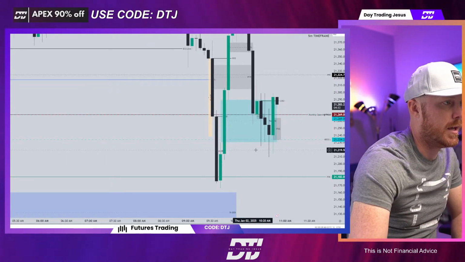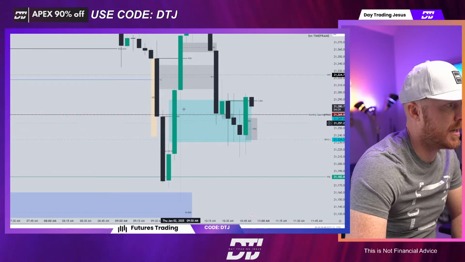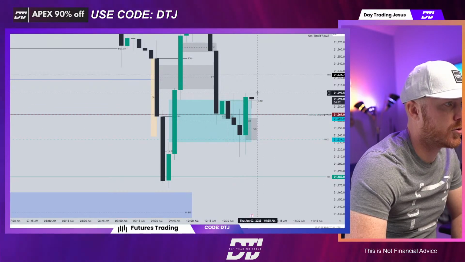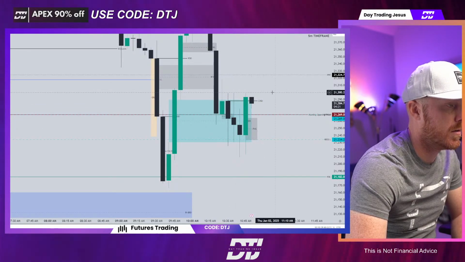So the 5-minute candle stayed inside the 5-minute fair value gap and didn't break below it. So we made triple equal highs on the 5-minute now.